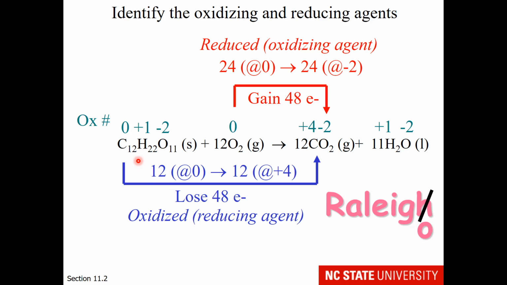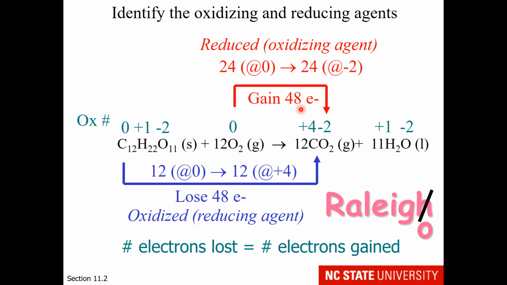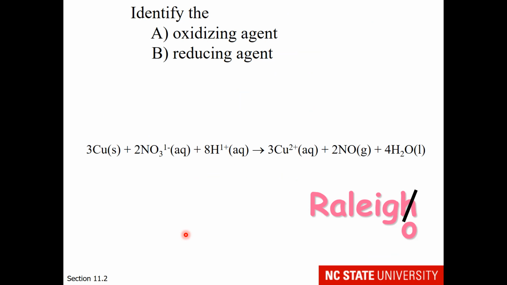You notice how for the reducing agent we have lost 48 electrons, and for the oxidizing agent we have gained 48 electrons. It's important in these reactions that the number of electrons lost is equal to the number of electrons gained. Here is another somewhat complex question.